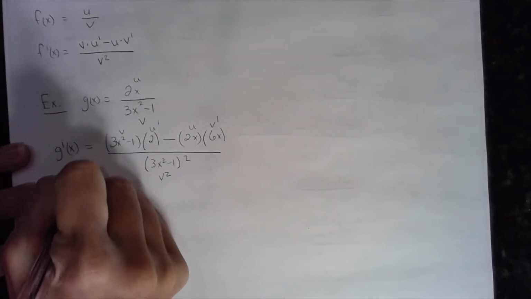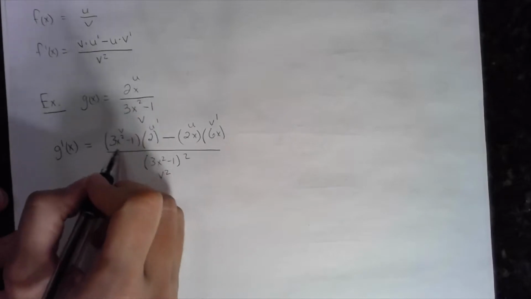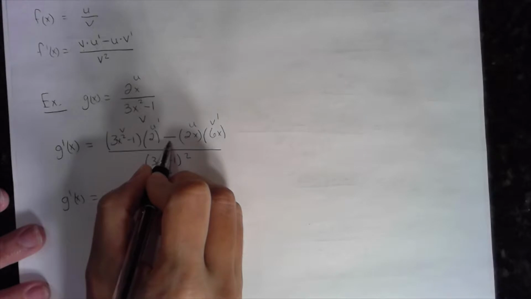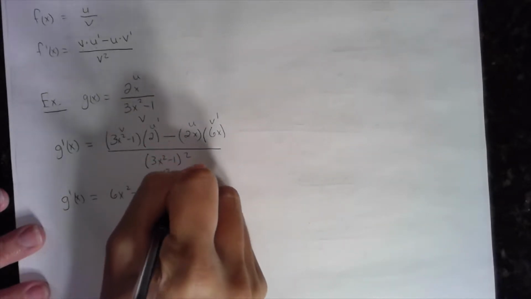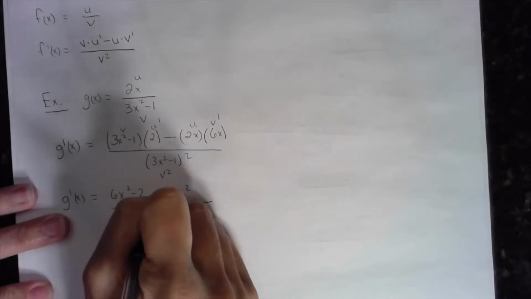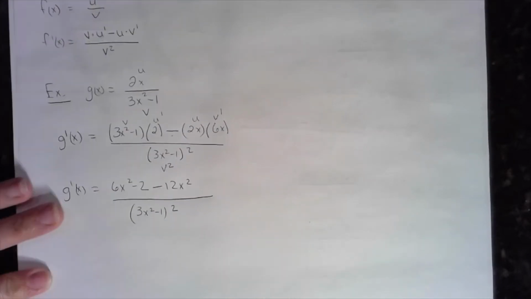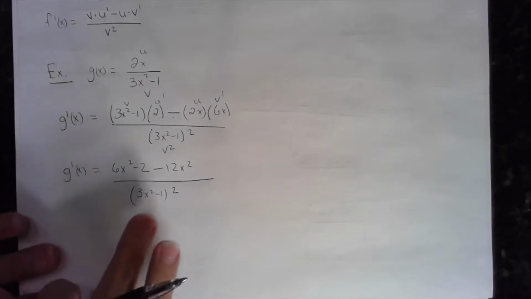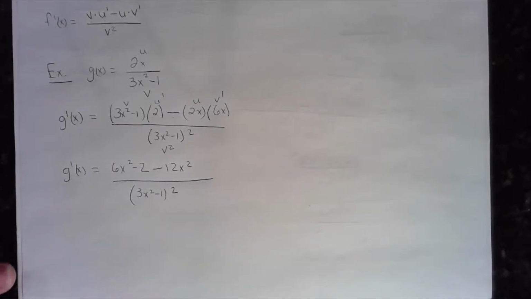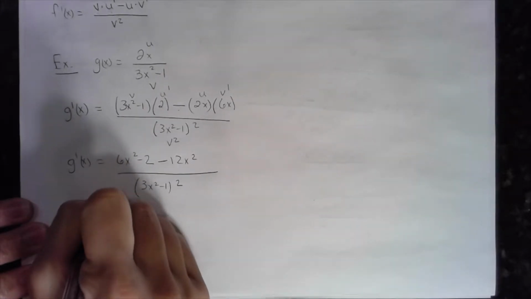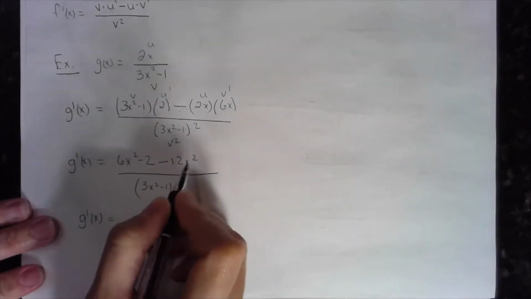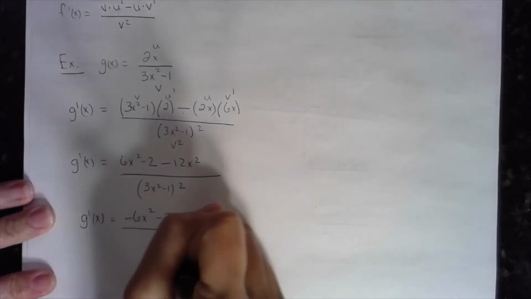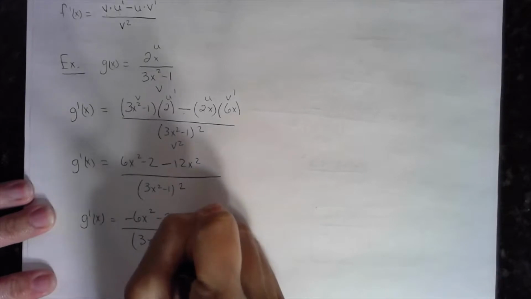So let me simplify this one. That 2 is going to distribute here to simplify the first case: 6x squared minus 2, minus 2x times 6x, minus 12x squared, all over 3x squared minus 1, squared. And that bottom I'm leaving factored because if at the end it will simplify, it's easier to deal with when the bottom stays factored. Then I simplify: 6x squared minus 12x squared is negative 6x squared, minus 2, all over 3x squared minus 1, the quantity squared.